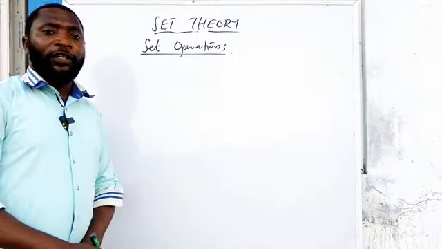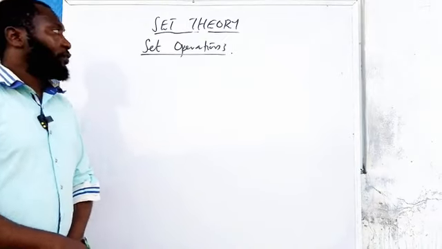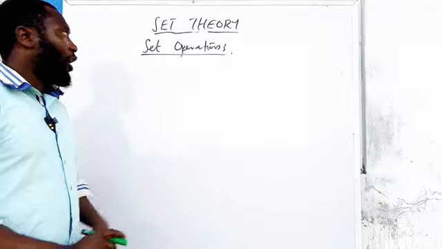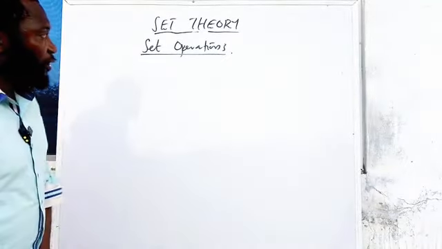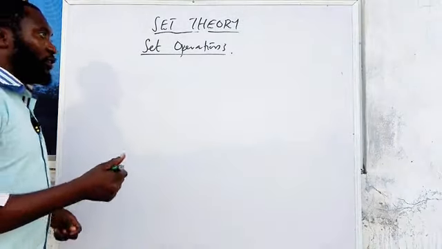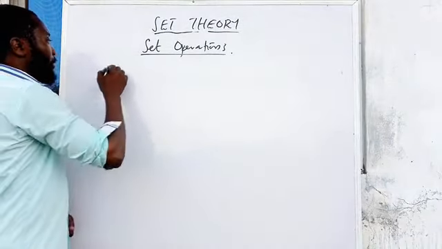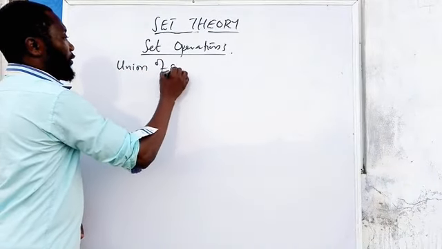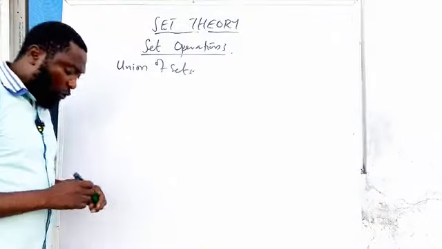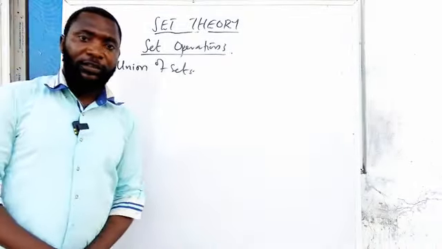In our previous lesson we discussed the definition and the types. Now we want to start with set operations. Number one among the set operations is union of sets. What do you mean by union of sets?